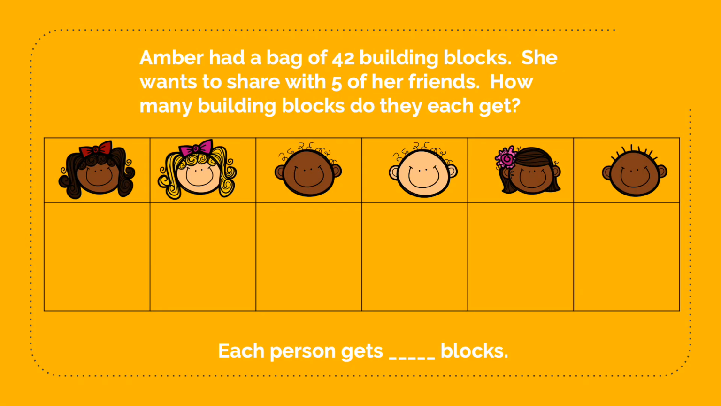We know that we are dividing or sharing 42 blocks with 6 people. To figure out how many blocks each person gets, I'm going to separate or share the blocks one at a time until all of the 42 blocks are shared.